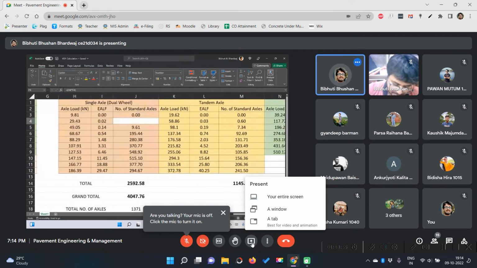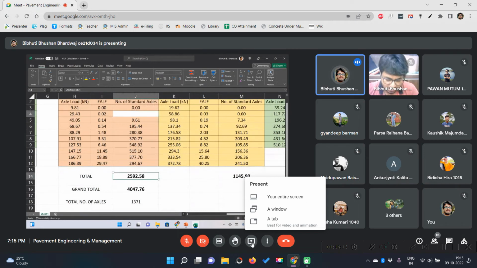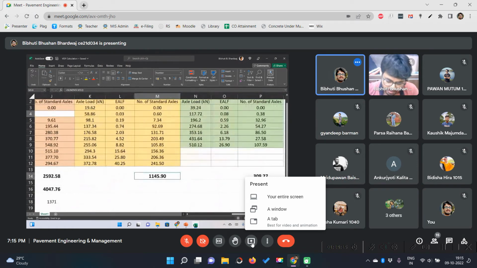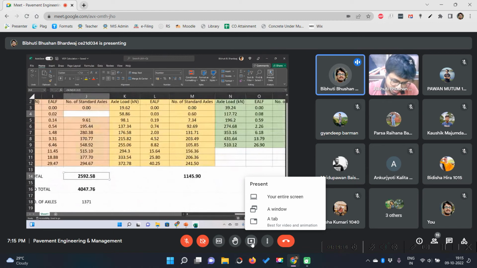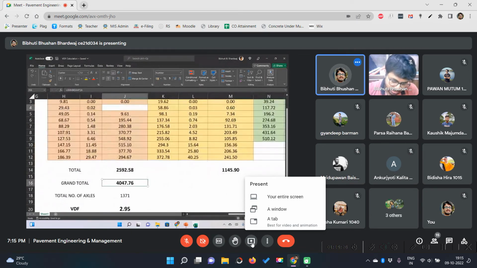Now we have to sum it up total, because we have classified into different categories for calculation, but ultimately we need one number, right? So we need to sum it up, because everything is now converted to standard axles. So total will be this much plus this much plus this, this is the summation of this. You see, summation from here to here, and this is summation of here to here. Now grand total will be summation of this, this and this.